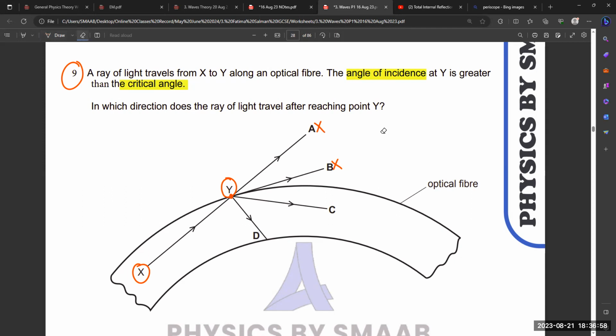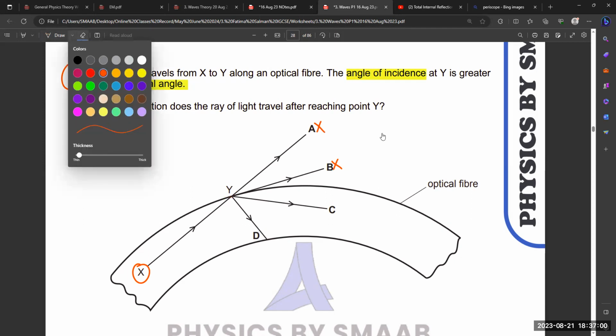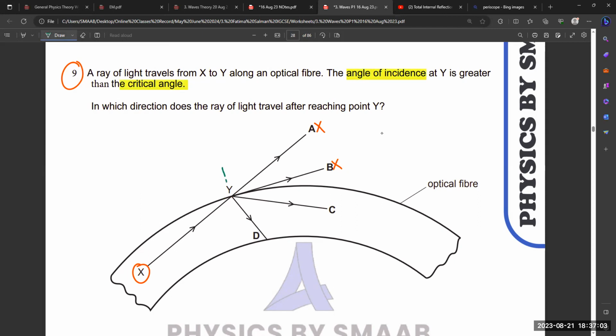Because what we need to do is make a straight normal line, and from that normal line we can easily measure the angle of incidence and angle of reflection. Now you can see that for option C, the angle of incidence and angle of reflection are both equal, because in reflection the angle of incidence must be equal to the angle of reflection. That's why option C is the right option in this question, because at point C light is completely reflecting with the same angle of incidence, right?